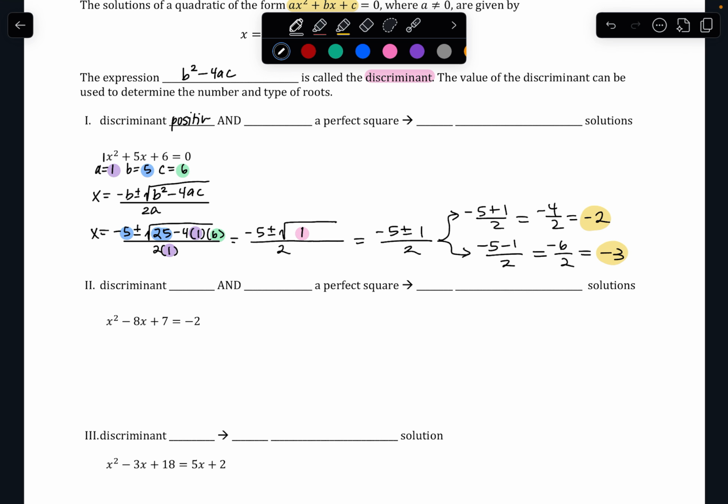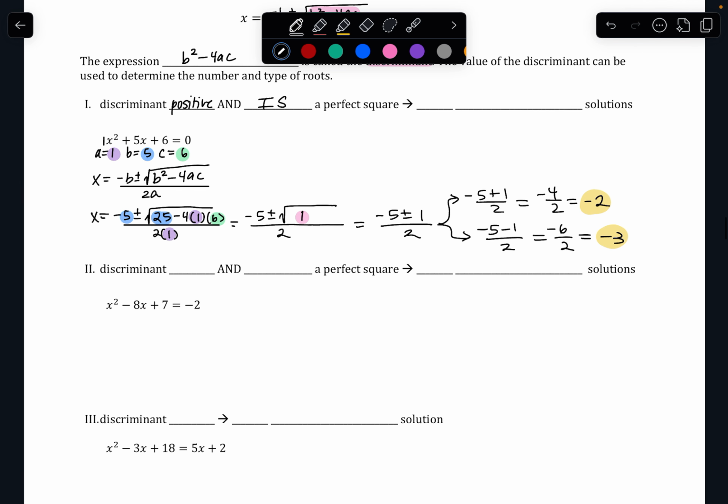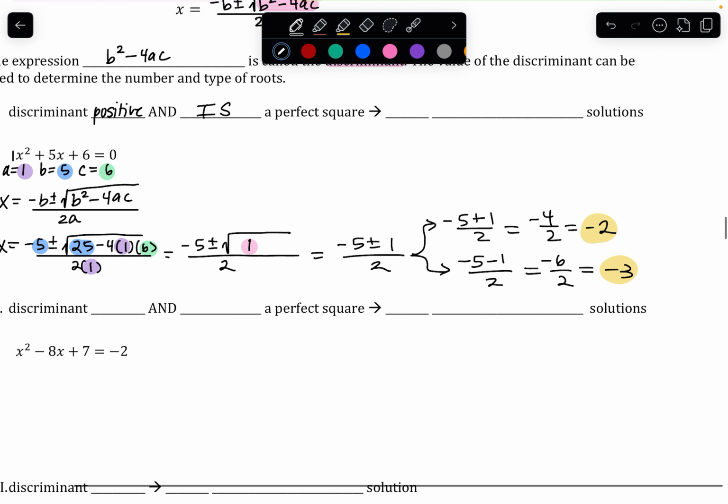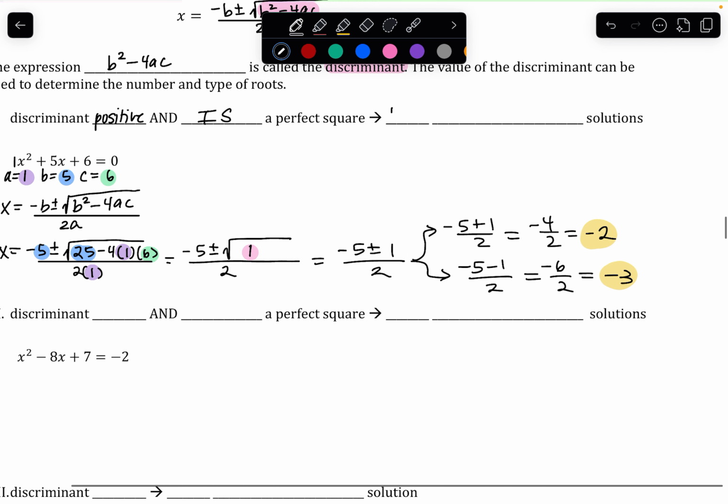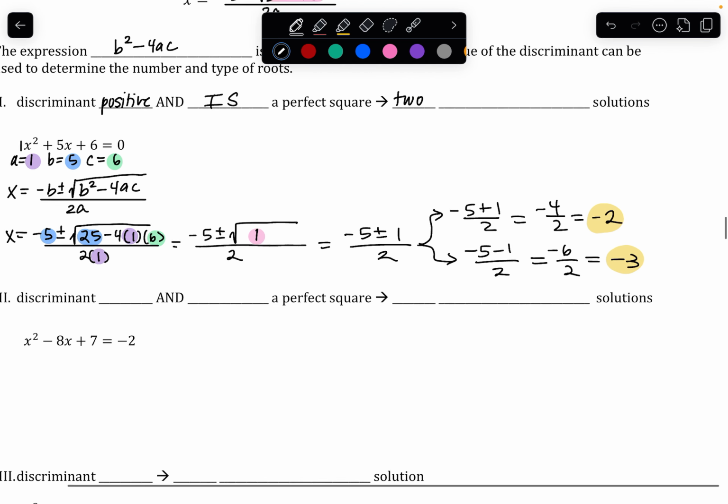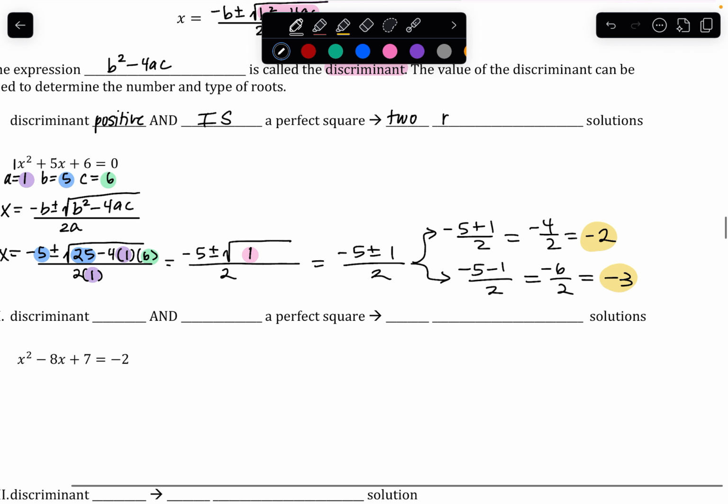This is true anytime your discriminant is positive, first of all, and it is a perfect square. So this 1 was a perfect square. The radical is going to go away, and you're going to be left with 2 nice numbers. The way to say 2 nice numbers is real numbers. They're not imaginary, and they're rational.